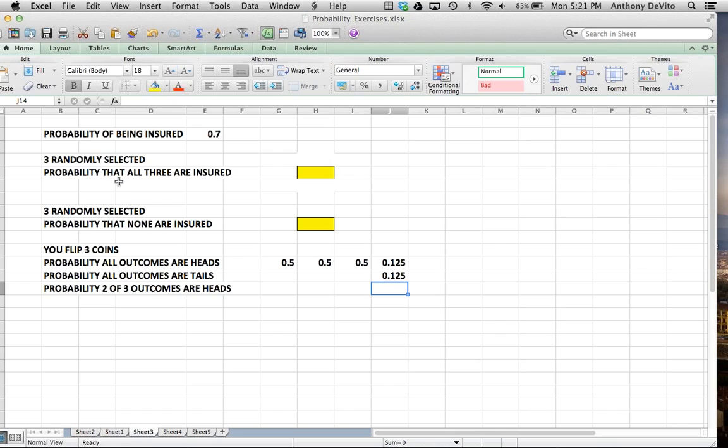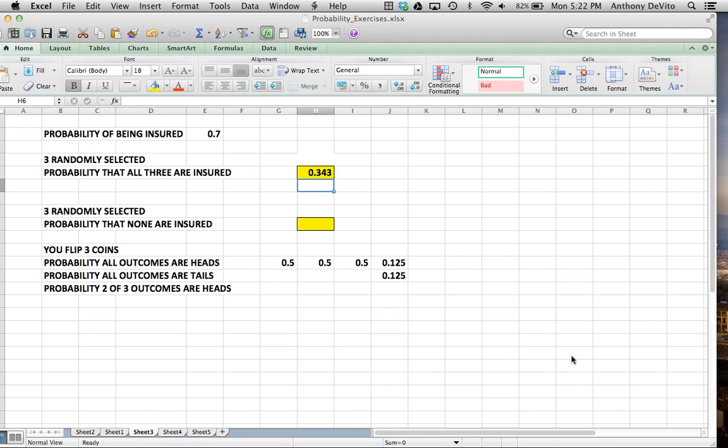Now, I'm going to skip this last question and go back up here. You have a population where the probability of being insured is 0.7, 70%. You take 3 people from this population at random. What's the probability that all 3 of them are insured? Well, just like the coin, 0.5 times 0.5 times 0.5, this is going to be equal to 0.7 times 0.7 times 0.7. Since you're randomly selecting them, each selection is independent of the other selection. So there's about a 34% chance of that occurring.